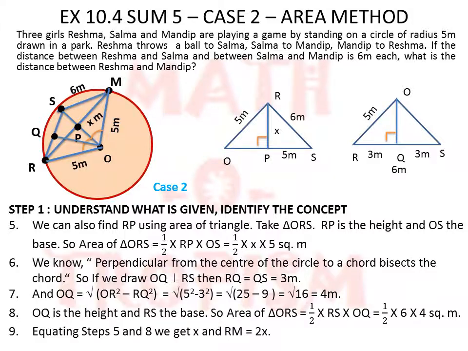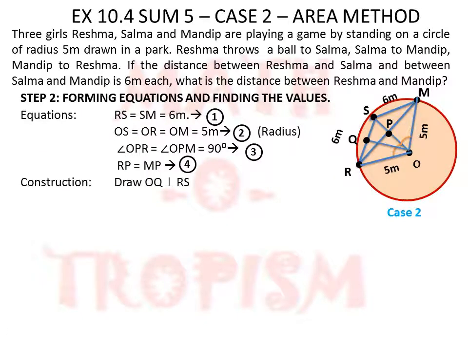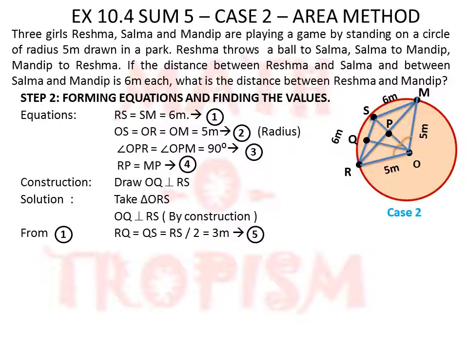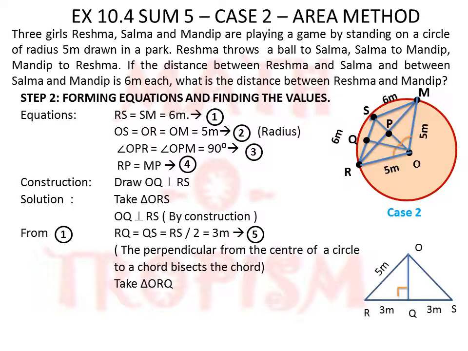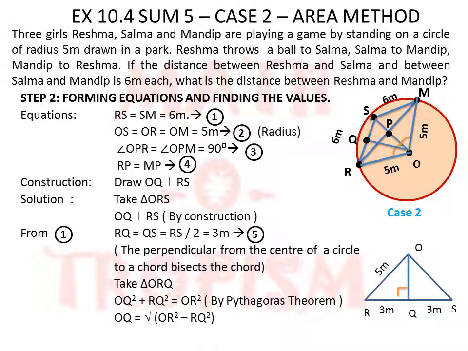I am continuing with the fifth part, where I have already proven that the two angles are equal and RP is equal to PM. Now I am going to draw OQ perpendicular to RS. When I draw OQ perpendicular to RS, RQ is equal to QS is equal to 3 meter, because the perpendicular to a chord bisects the chord. Now I take the triangle ORQ. OR square is equal to OQ square plus RQ square. So OQ is root of OR square minus RQ square, which is root of 5 square minus 3 square, which comes to 4 meter.